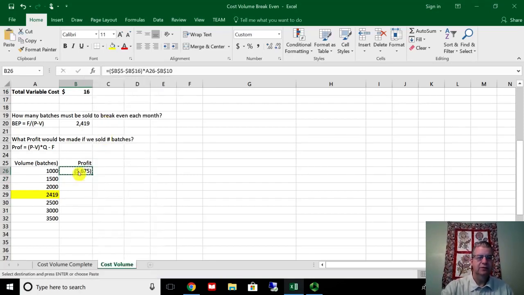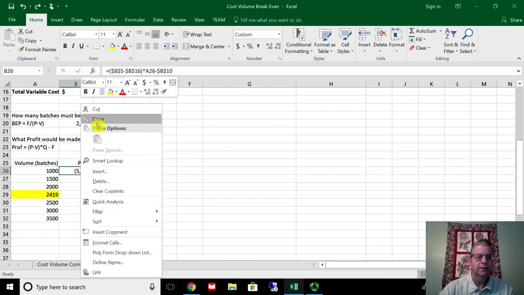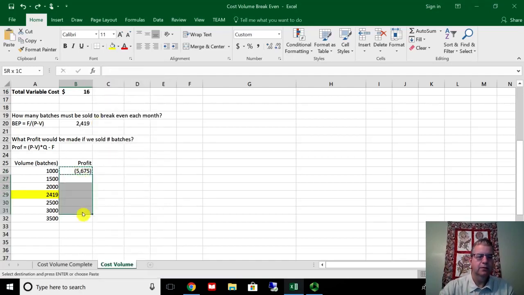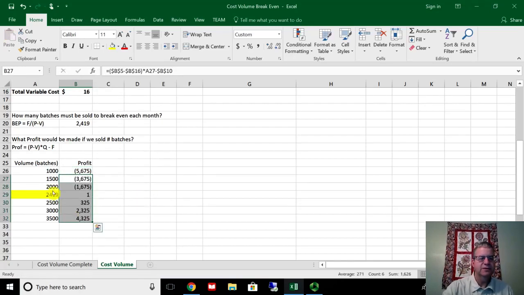And let's see what this looks like if we copy this formula down. Whoops. Yeah, that looks right, because that tells me at 2,419 batches, I make $1. So there must be some rounding errors in there. That's my break-even point. I basically make no profit, but I cover all of my cost. And if I get up to 3,500 batches, then I'm making $4,325 in profit each month.